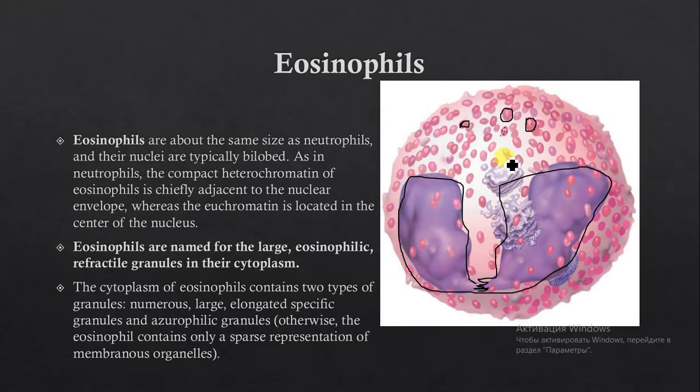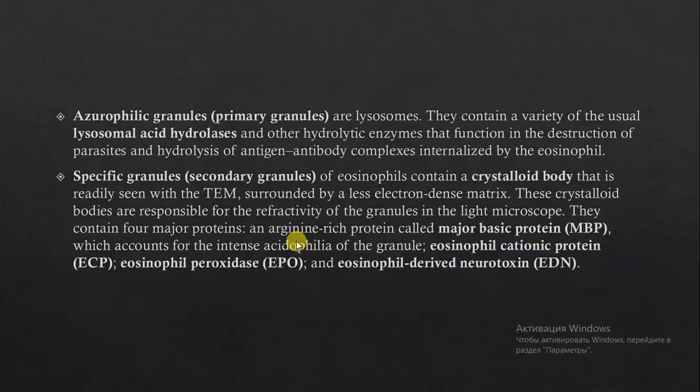Okay. Then eosinophils: these granules are eosinophilic, and that's why we give the name eosinophils to these types of cells. The function of eosinophils is complex to explain because they are composed of two types of granules. They are azurophilic granules. Azurophilic granules are equal to lysosomes. And you remember the function of lysosomes.